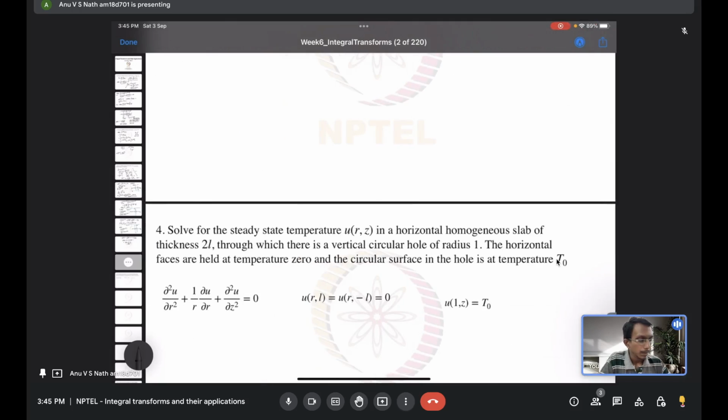So solve for the steady state temperature u(r, z) in a horizontal homogeneous slab of thickness 2L, through which there is a vertical circular hole of radius 1. The horizontal faces are held at temperature 0 and the circular surface in the hole is at temperature T0. So the equations are given: del squared u by del r squared plus 1 by r del u by del r plus del squared u by del z squared equal to 0, with the boundary conditions.